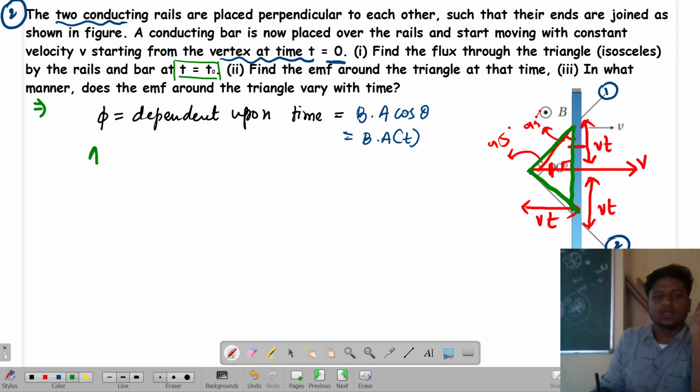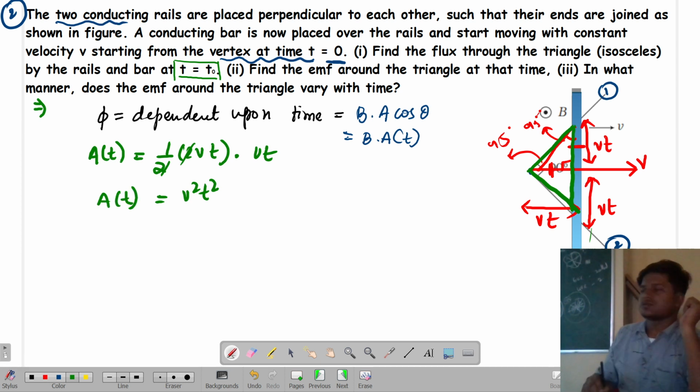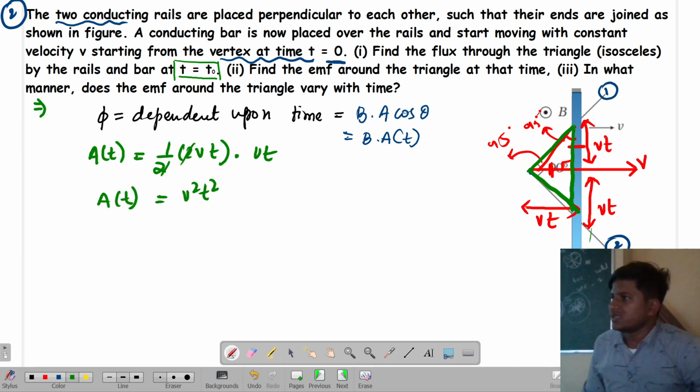Area at time t for the isosceles triangle is how much? Half base. Base is how much? Twice Vt. Yes or no? So twice Vt into height. Height is how much? Vt. So look over here, the 2 got cancelled. How much do you get? Area is Vs square Ts square. So area as a function of the isosceles triangle over here is Vs square into Ts square. Right or not? Is this okay or not?